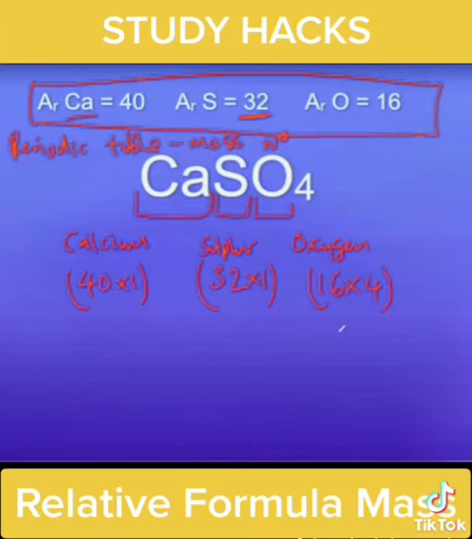Then we do the answers to these. 40 times 1 is 40, plus 32 times 1 is 32, and 16 times 4 is... 64. 64, good. Now, if we add all of these together, what does it give us?